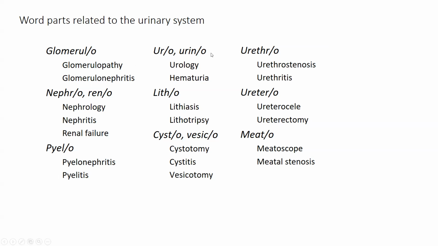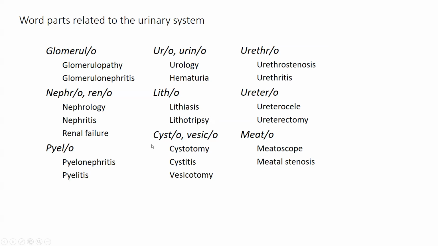Both uro and urino, of course, refer to urine. So urology is the study of urine, and hematuria would be blood present in the urine, a condition of bloody urine. Litho, again, refers to stone. We saw that in both the gallbladder and the pancreas and the aorta. We saw stones forming all over the place. Lithiasis just means the presence of stones. Lithotripsy means breaking up of the stones. There's a lot of different methods of lithotripsy that you'll come across in this chapter.